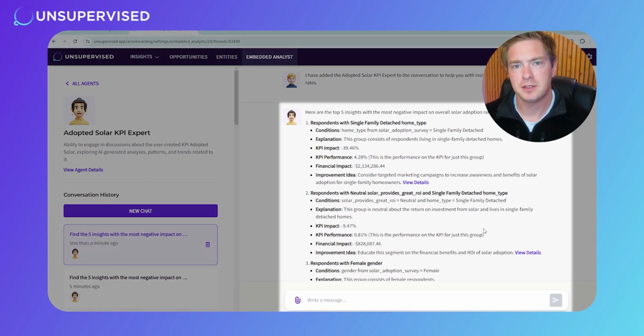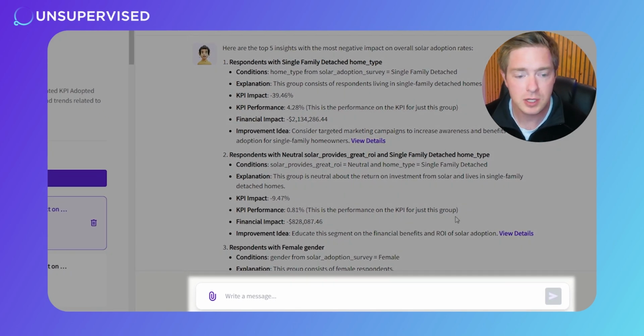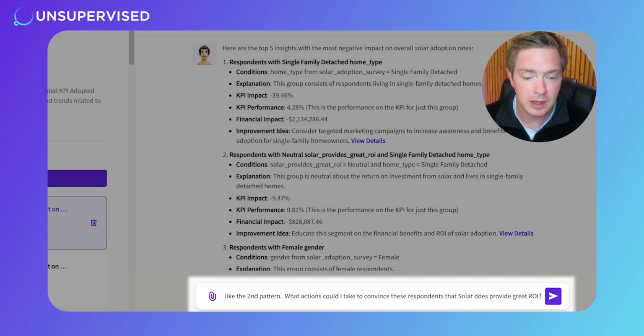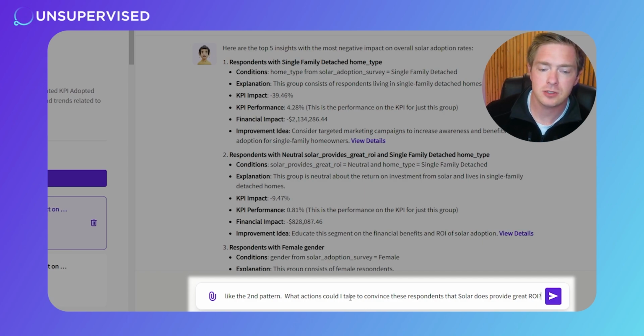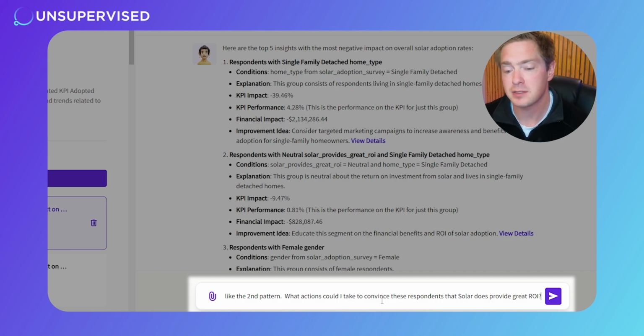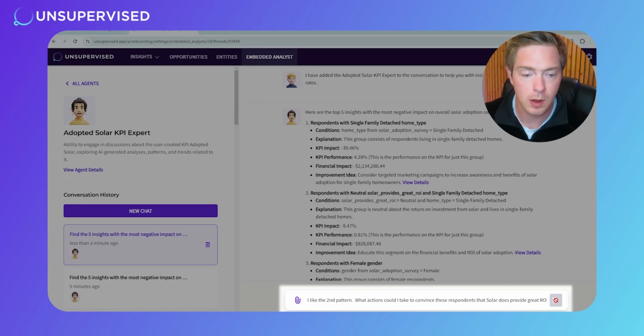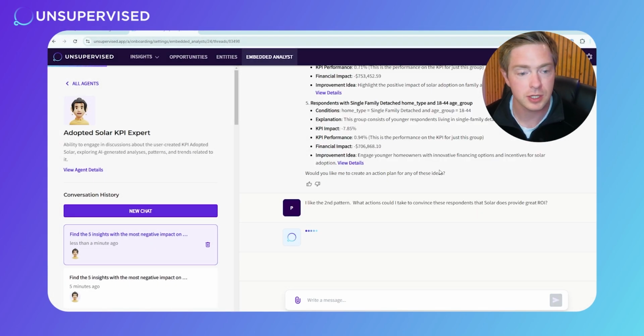So now that I've found an insight I like, my next step is to start thinking about what actions I could take to improve my adoption rates for these respondents. And I can use the embedded analyst to help me with that. The question I'll ask here is, I really like the second pattern. What actions could I take to convince these respondents that solar does provide great ROI? And I will ask the question here.